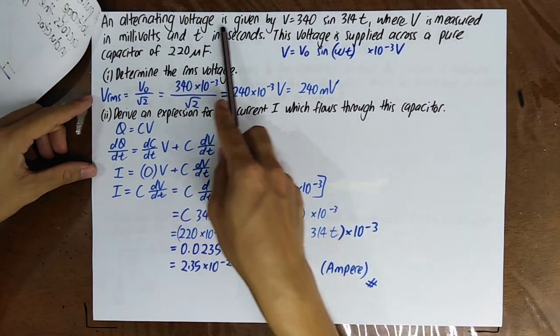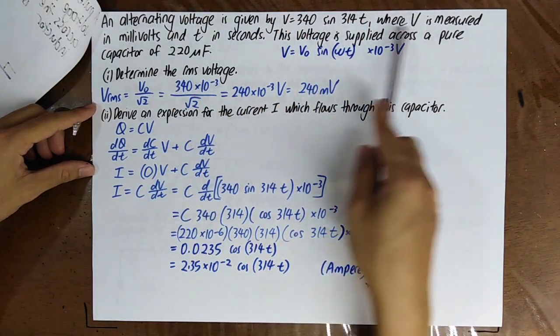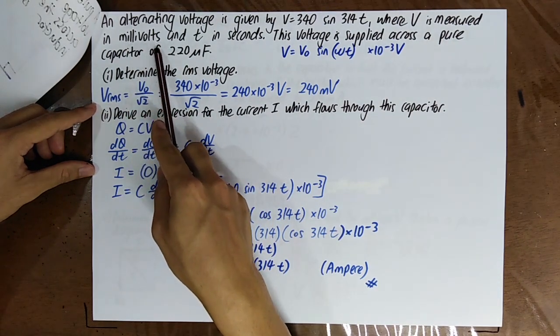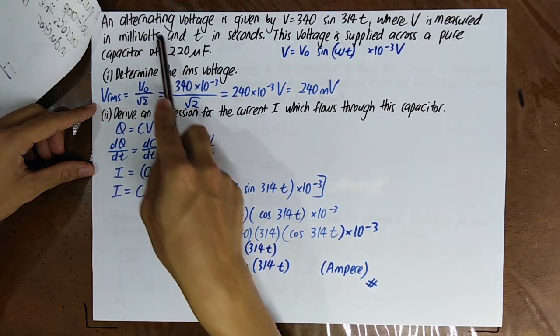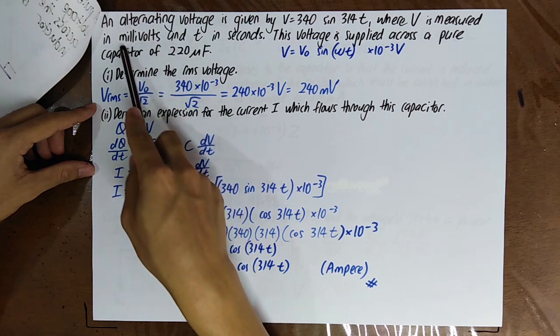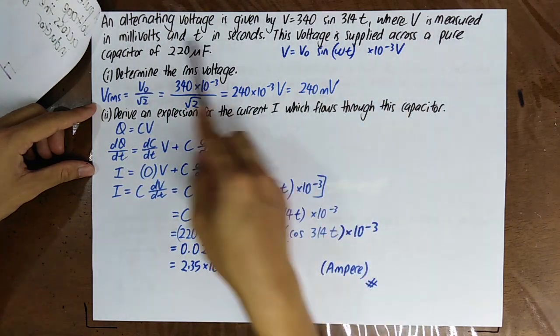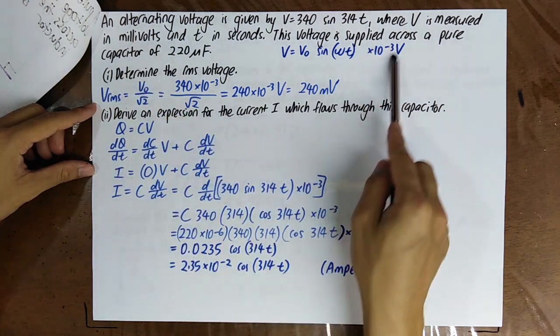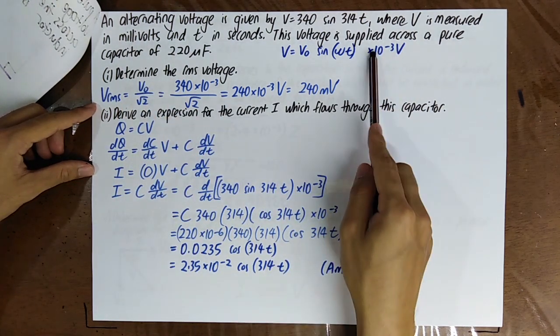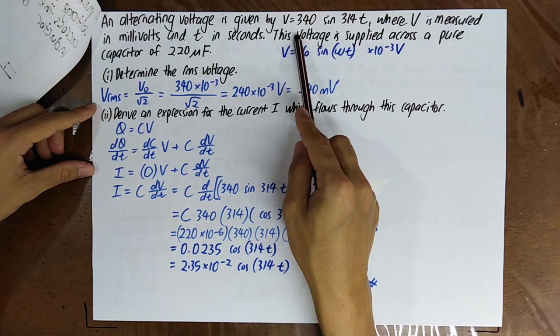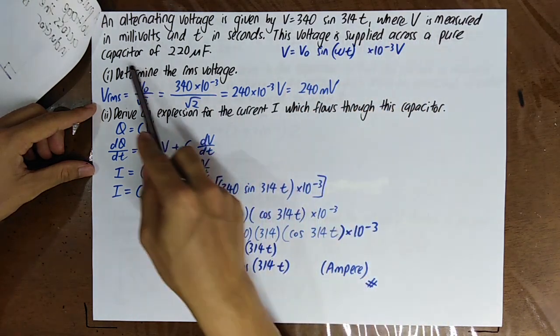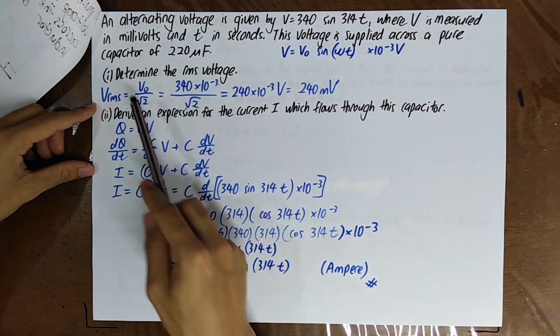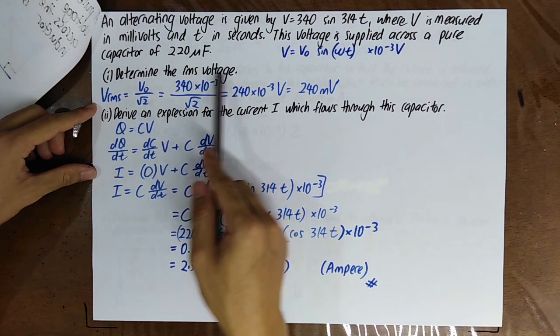An alternating voltage is given by this function where V is in millivolts. Remember, when they change the unit, that means that they are no longer using volts. You have to be careful of the magnitude. Okay, and then this voltage is applied across a pure capacitor. Please determine the root mean square voltage.